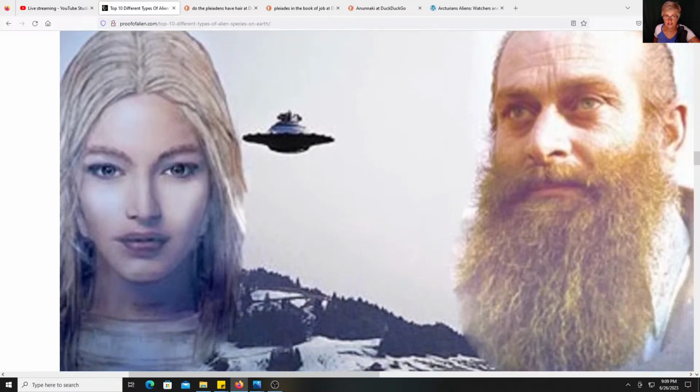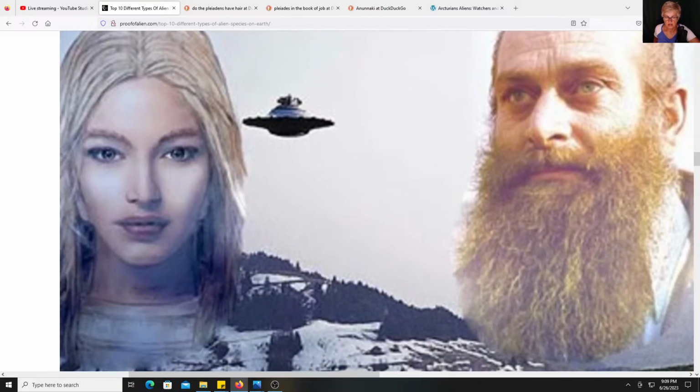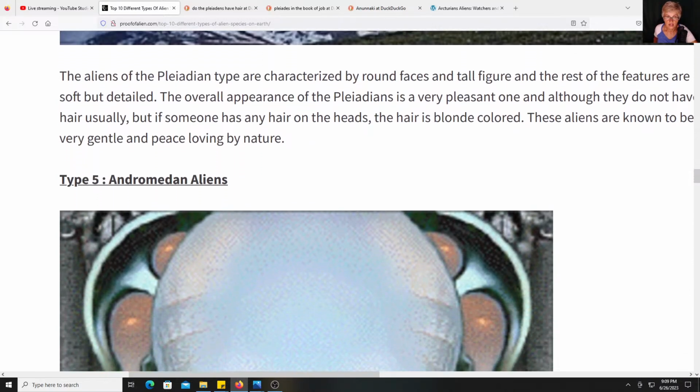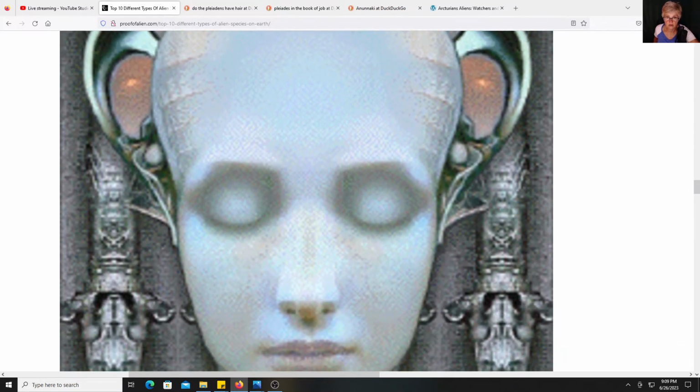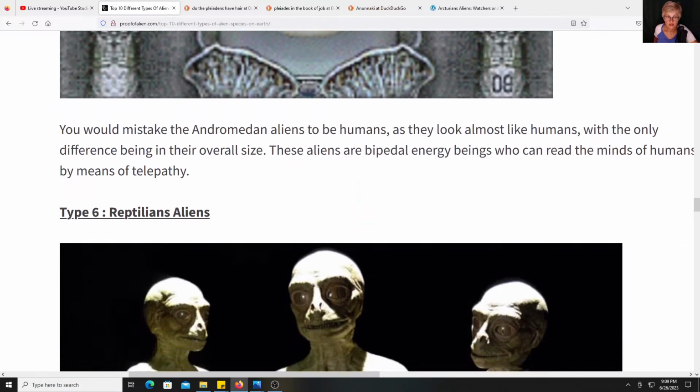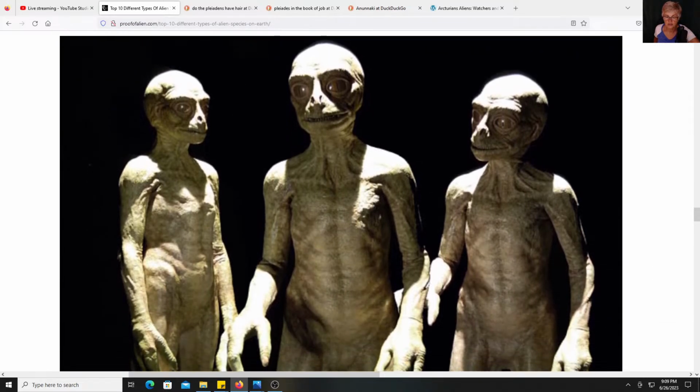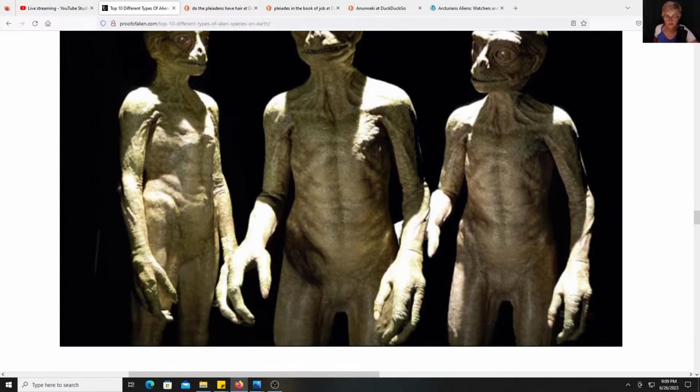We have the Palladian, Billy Meyer, and they said the Palladians don't normally have hair, but if they do, it's blonde. The Andromedan aliens, that's what they look like. The reptilian aliens, and I'm sure they look a little bit more eerie than this right here. They look like that thing on the Land of the Lost. That's what they look like, those things on the Land of the Lost.